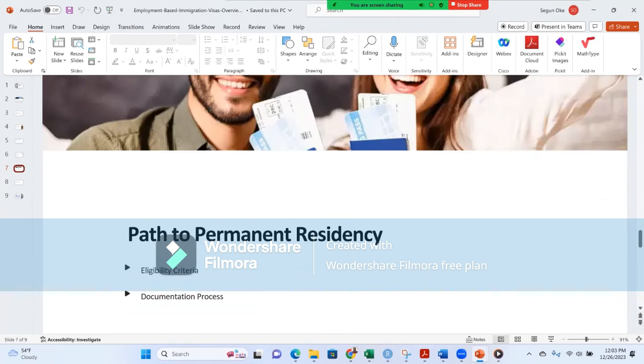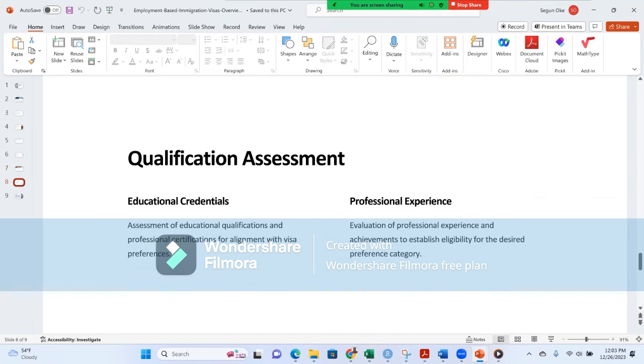So we have eligibility criteria. We will talk about this in a nice slide, and the documentation process. How do they do that? Then qualification assessment. So remember, I did not study in the United States.